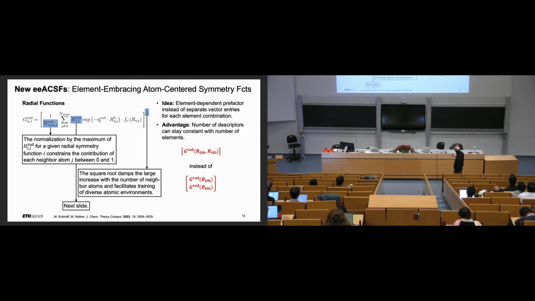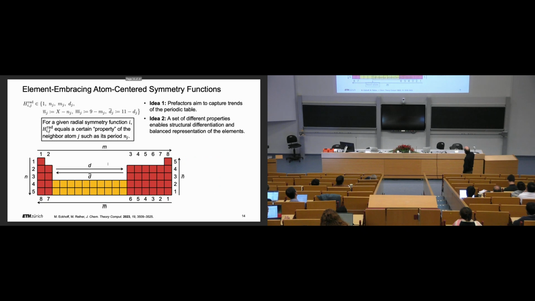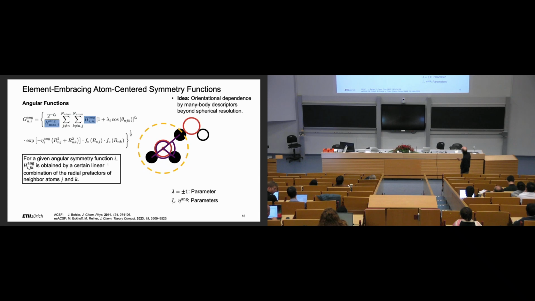This is why we came up with what we call element-embracing atom-centered symmetry functions. And the idea is that rather than having radial functions which are arranged like this, we have just one vector which depends on basically information that we take from the periodic table. So we have descriptor information that relates to where our elements are in the periodic table. And this limits the number of entries in this G vector. And we also have angular functions, and we transfer this idea also to the angular functions.